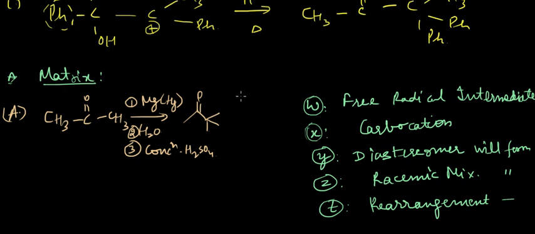Obviously in the first step free radical will be formed as intermediate. Carbocation would be formed when the formed pinacol undergoes pinacolone rearrangement when we pass concentrated H2SO4. So carbocation will be formed. Will diastereomers be formed? No.